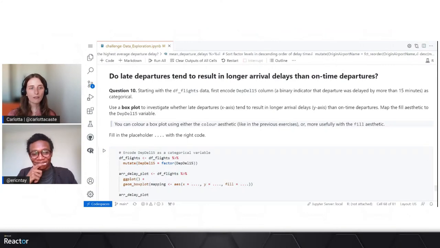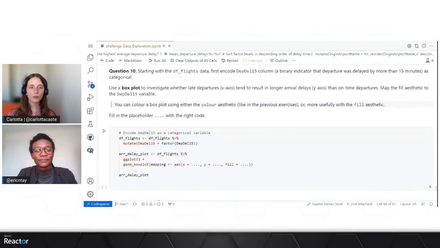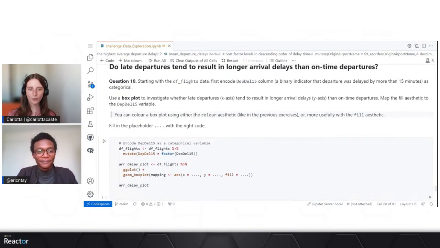And to do so, we will leverage again on boxplot, graphing late departures on x-axis and arrival delays on y-axis. So Eric, let's go ahead and fill in this piece of code with the right answer, right? Yeah, that's Carlotta. And you've put it so well there.